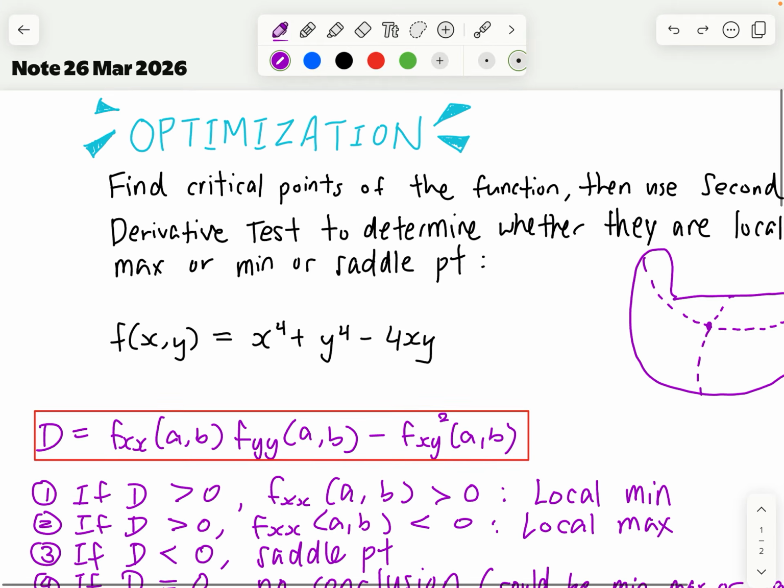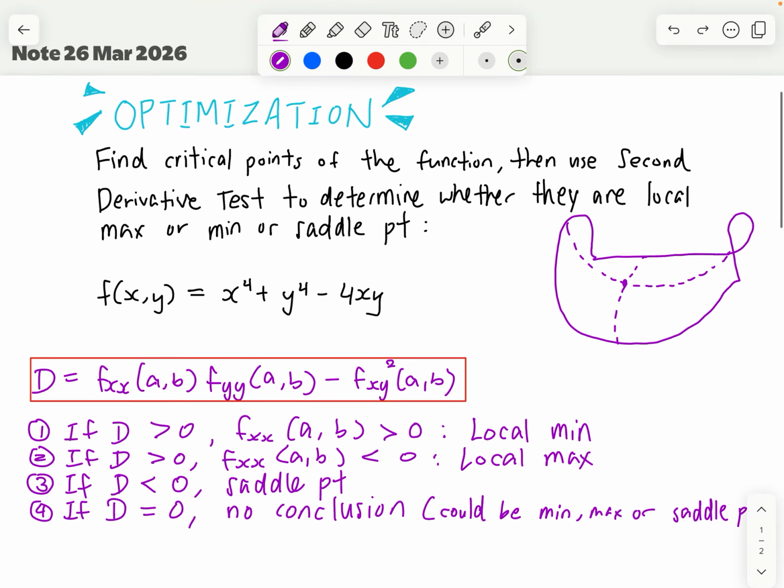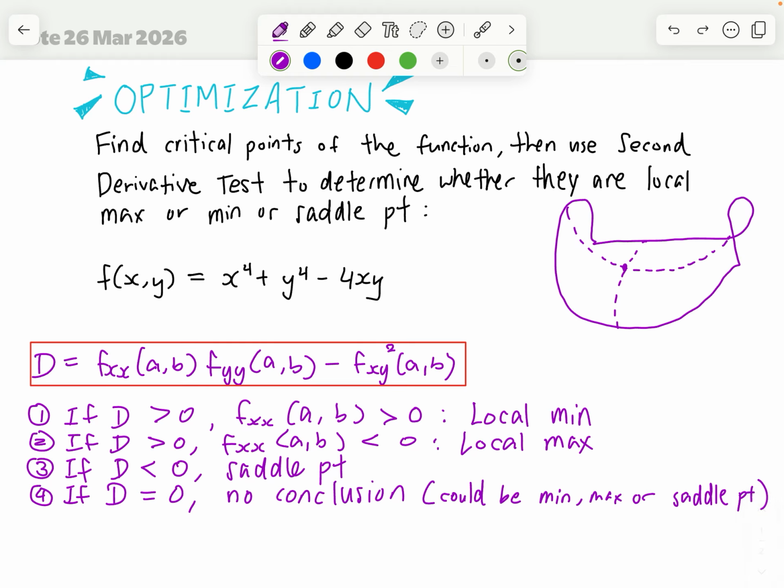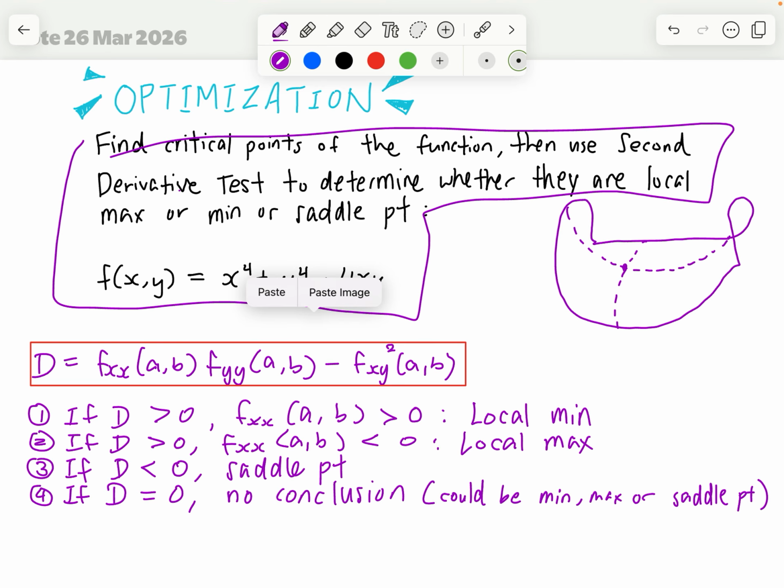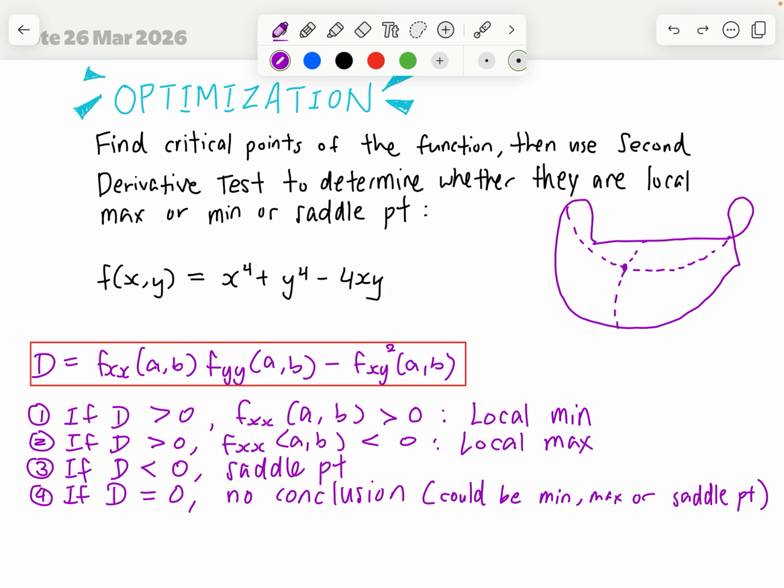Hi, so in today's video we're doing optimization, which means we're trying to find the maximum or minimum value of a function, particularly a multivariable function. We're just going to do one problem, and I provided some formulas here. The question is in black: we're trying to find the critical points of this function, x to the power 4 plus y to the power 4 minus 4xy.